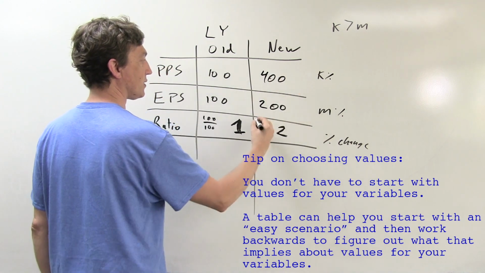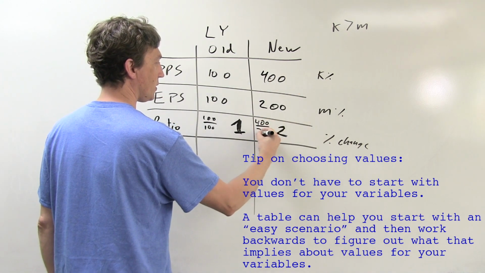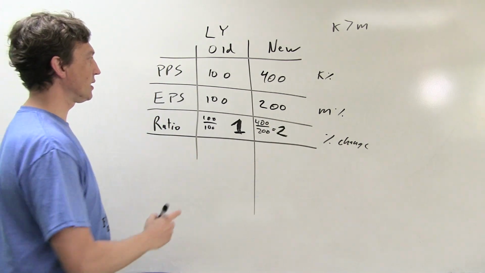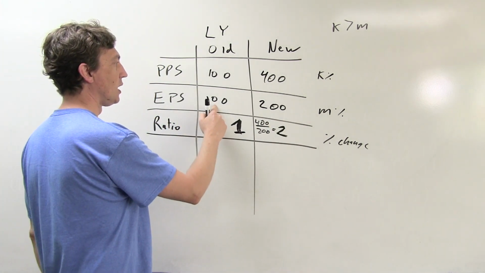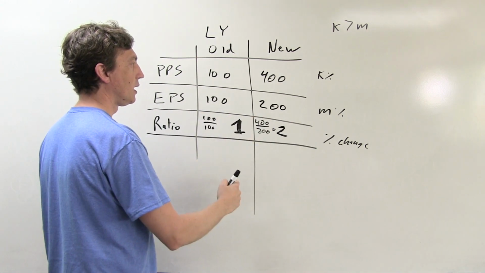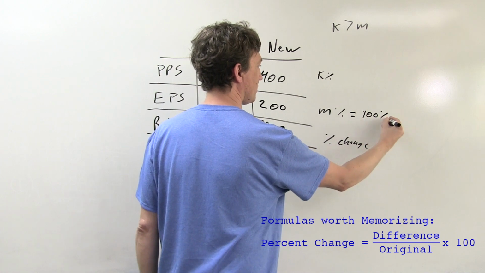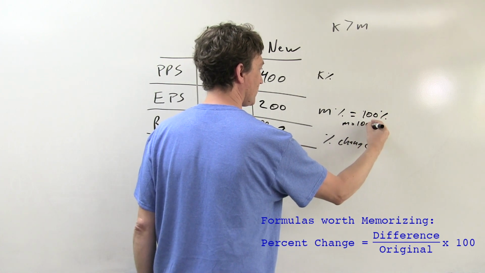That's going to be 400 over 200, which is the same as this new ratio of 2. So then I think, well, what was my percent change? 100 to 200 is a 100% change. M% equals 100%. M just equals 100.